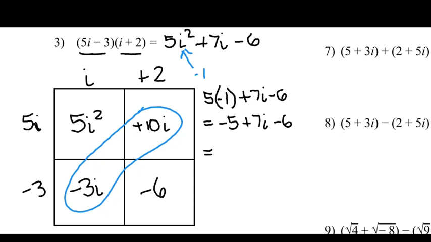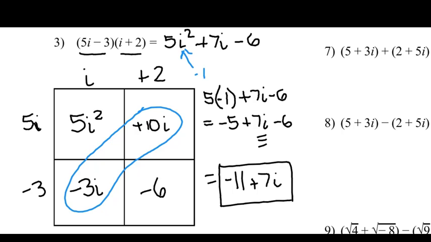And then remember our standard form. We're going to leave the imaginary part in the back. Okay, so 7i is going to be back here, and then put the real parts together. We had a -5 and a -6 for a total of -11. And it was a positive 7i, so make sure you include that. So our answer is -11 plus 7i. And that was us multiplying complex numbers.